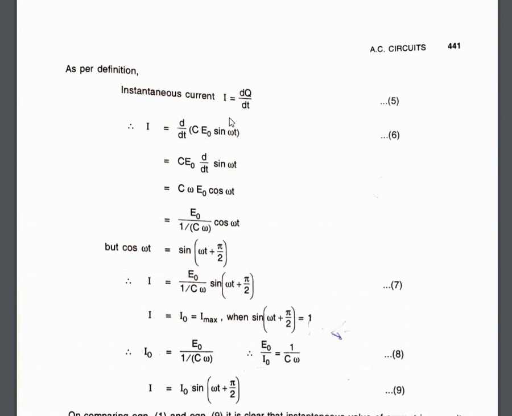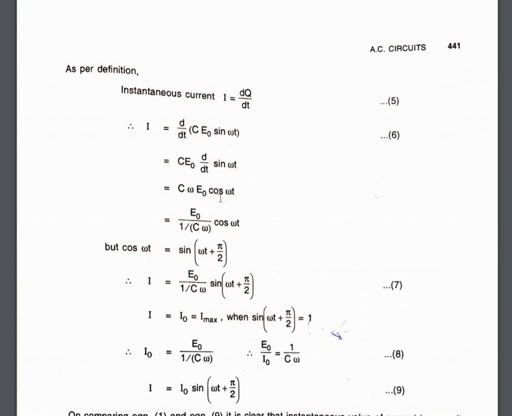Expression for current, because when we analyze the capacitance only circuit, we are going to find the relation between current and voltage. In order to get a relation between current and voltage, we have to calculate the current in the circuit. So you will get current I as dq by dt. So I is equal to d by dt of C E0 sin omega t. C E0 is a constant that can be taken outside. So C E0 into d by dt of sin omega t.